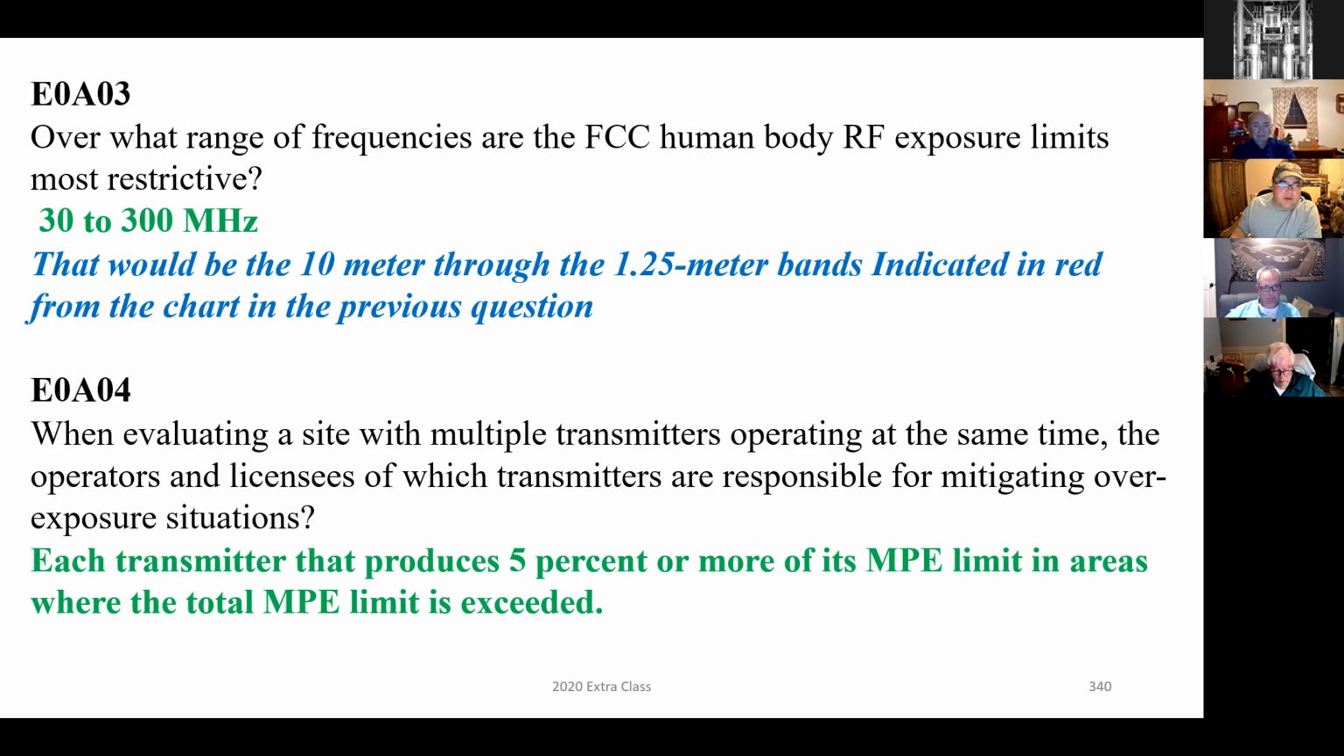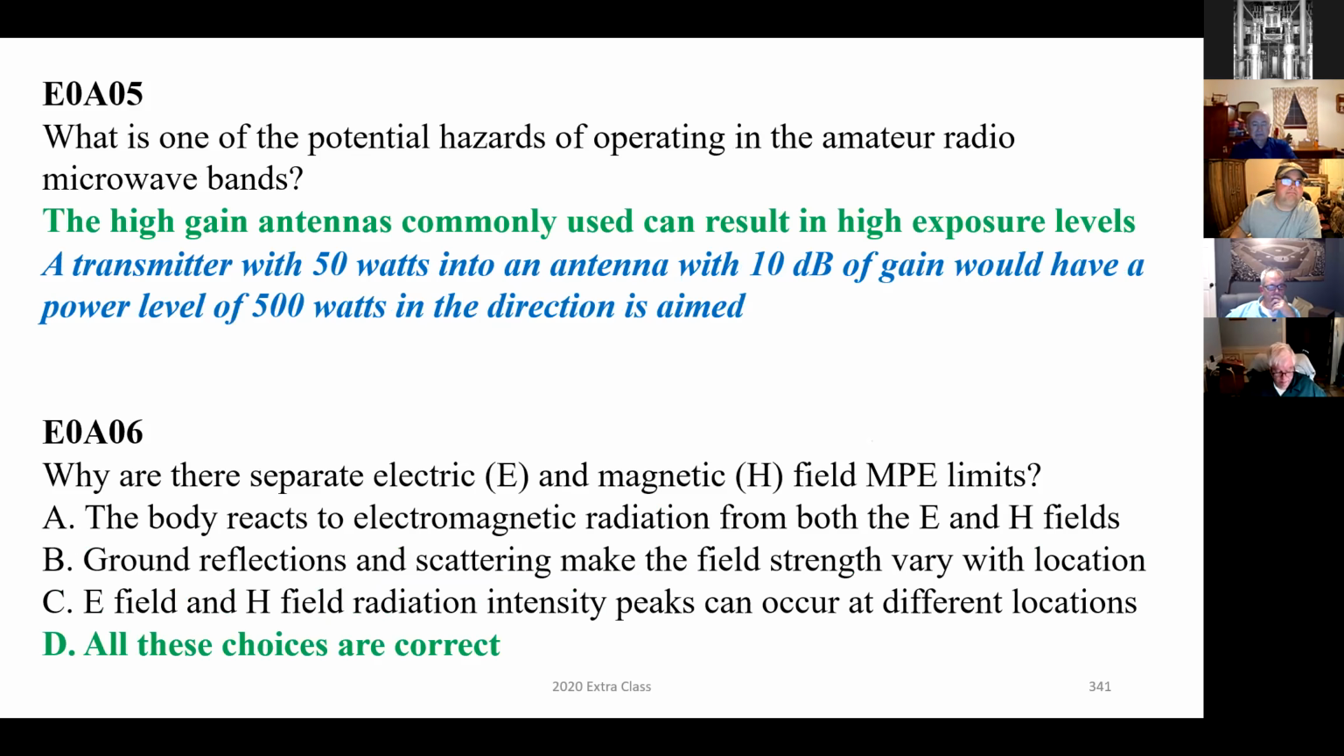When evaluating a site with multiple transmitters operating at the same time, the operators and licensees of which transmitters are responsible for mitigating overexposure situations? Each transmitter that produces 5% or more of its MPE limit in areas where the total MPE limit is exceeded. What is one of the potential hazards of operating in the amateur radio microwave bands? The high gain antennas commonly used can result in high exposure levels.